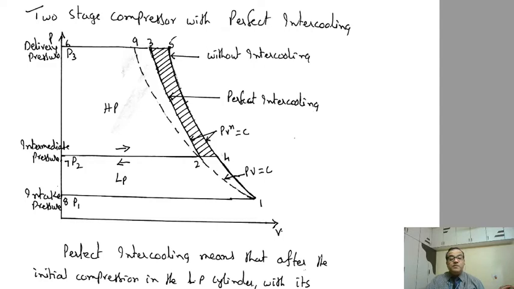Why is the intercooler provided? To increase the volumetric efficiency, the compressed air from the first cylinder is cooled and then sent to the second inlet cylinder, so that it improves the volumetric efficiency. So for that reason, we use intercooling. Then you might ask me, what is perfect intercooling?